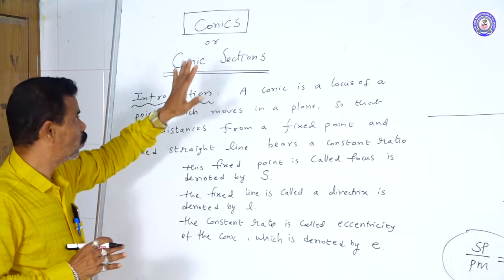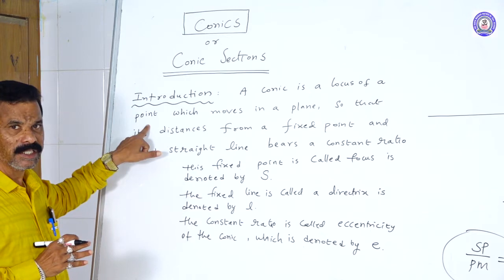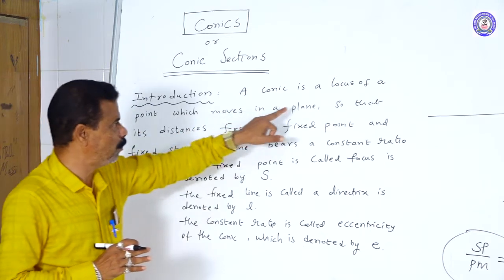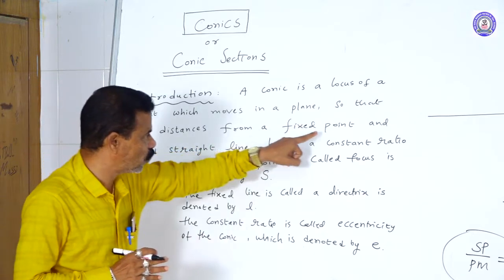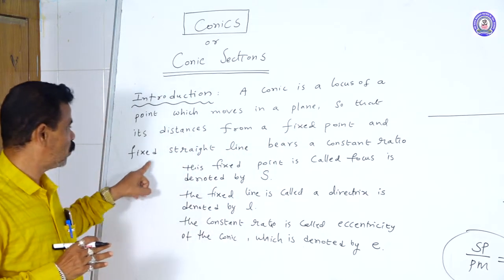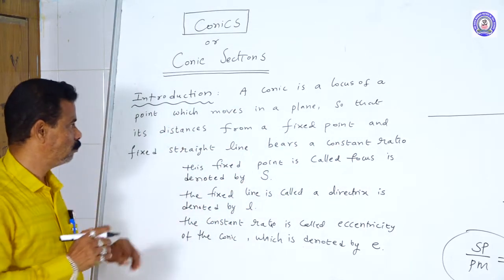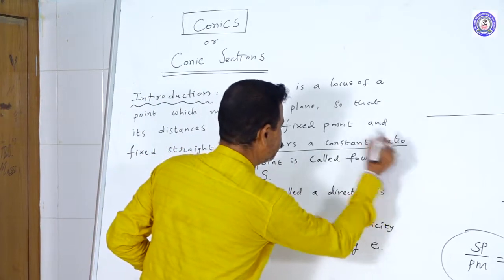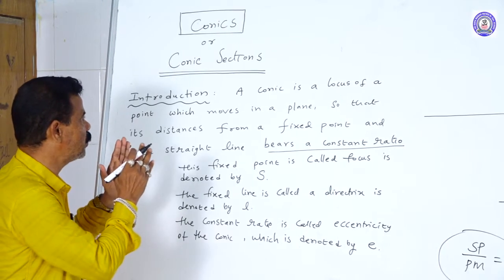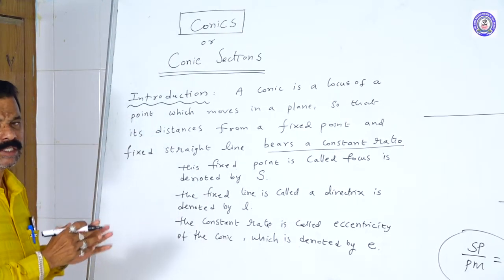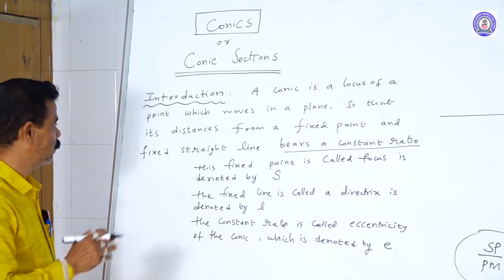Introduction. A conic is defined as a locus of a point which moves in a plane so that its distances from a fixed point and a fixed straight line bear a constant ratio. Up to here is the definition. That constant ratio of the distance from the fixed point and the fixed line is called the locus of the conic.